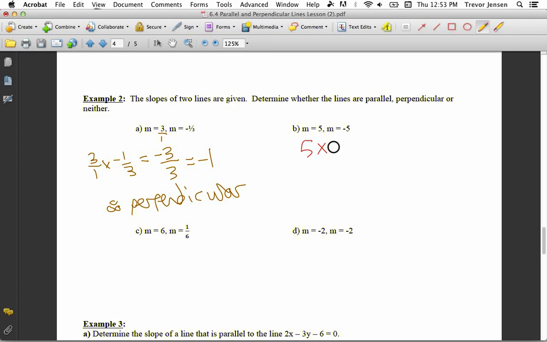So what's 5 times negative 5? Well, that's negative 25. And negative 25 is not negative 1. Therefore, they're not perpendicular either. Another way you can check, you can just think to yourself, oops, I didn't mean to erase that.